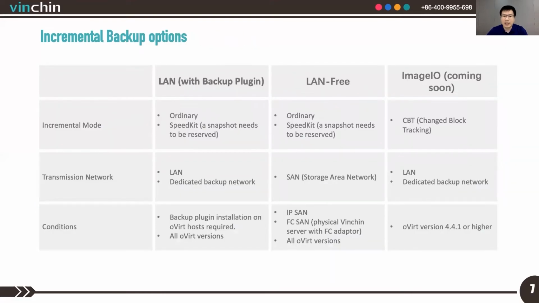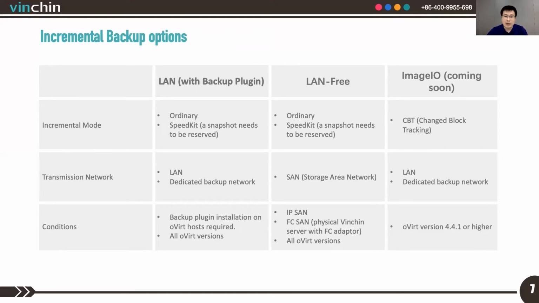So here, let me make a summary of the Vinchin supported incremental backup options. Of course, full backup is also included. Both LAN and LAN-free backup have been implemented in our current and previous versions. Now we have implemented the third option, imageio API, which will be available in our new version to be released.